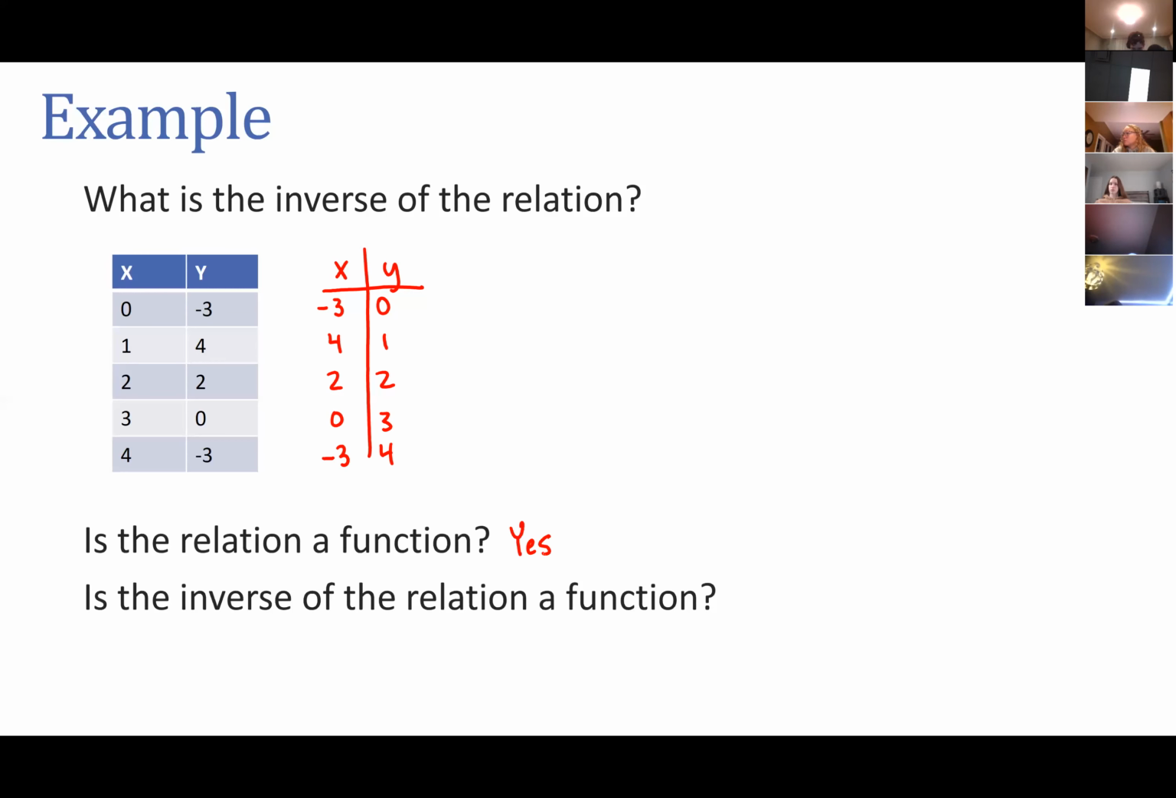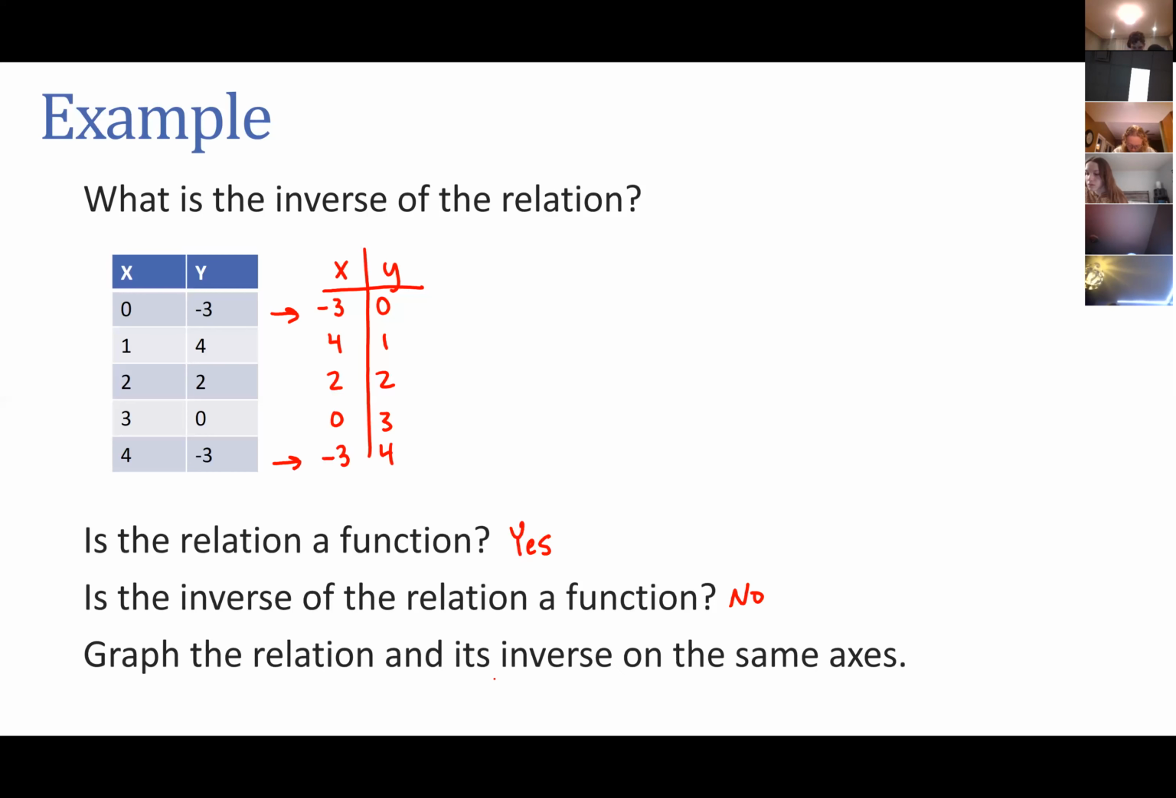If we look at our inverse, is the inverse a function? Well, the inverse has a repeated x value of -3, and it's going to two different y values. It's got -3 going to 0, and -3 is also going to 4. So no, that one's not a function. And then the third thing they want us to do is they want us to graph the relation and the inverse on the same axes.